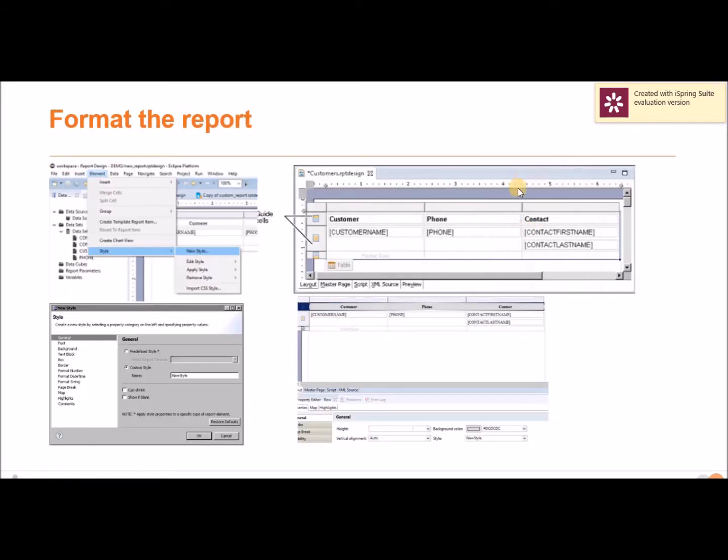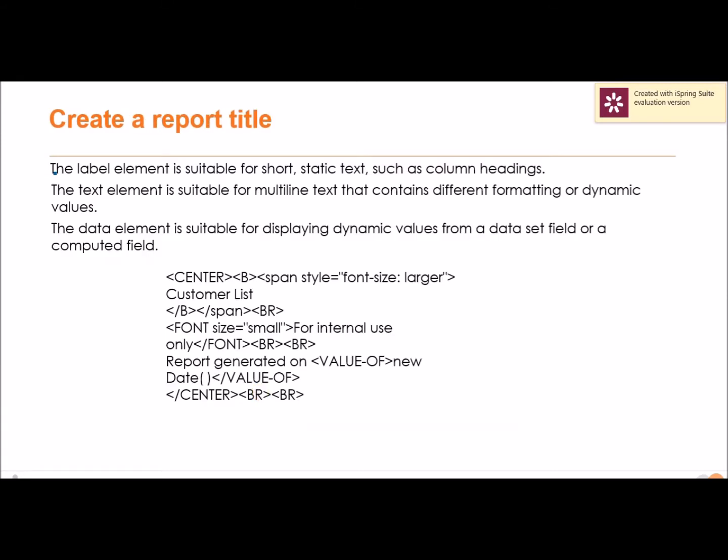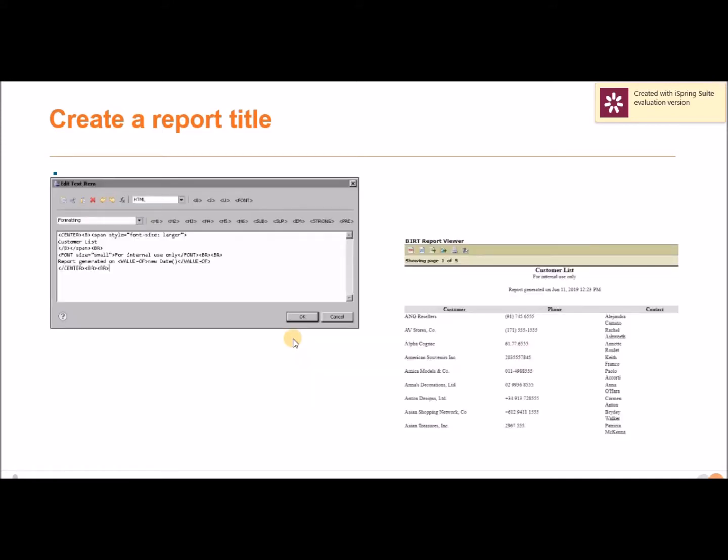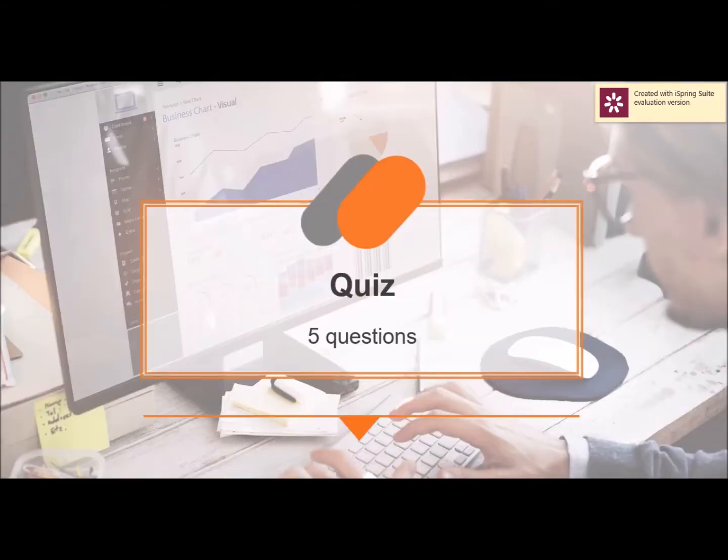You're going to sort it: select the whole table and sort it by customer name. Then you're going to apply the style to the header: Style, Element, New Style. And then you're going to add this HTML. I'm going to give you this to add as your HTML title. Then you're going to preview the report. And now we have a little quiz after you have done this.